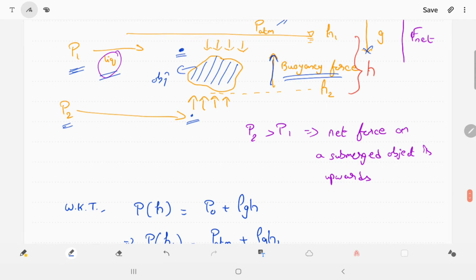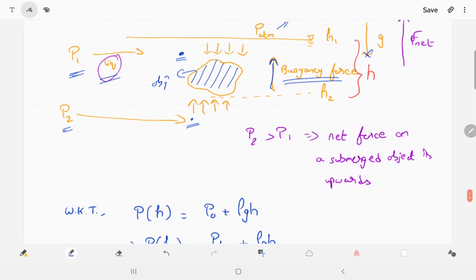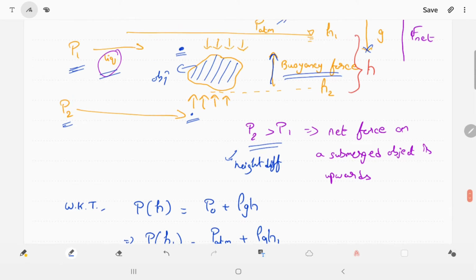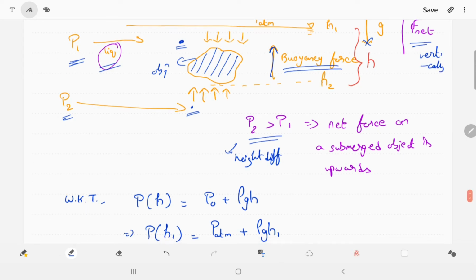As we know, P2 is greater than P1 due to the height difference. That means the net force on the submerged object will act in the upward direction, F net vertically. So the buoyancy force acts in the upward direction according to this condition.